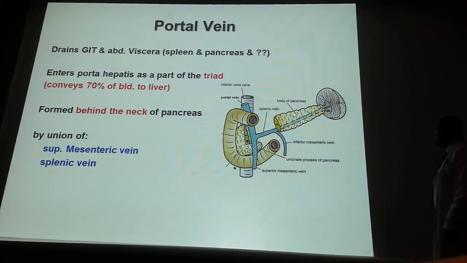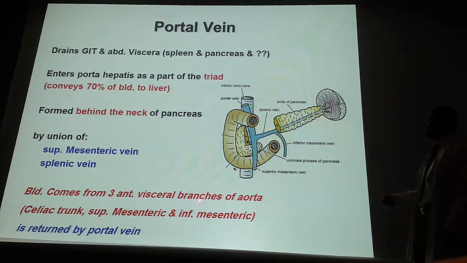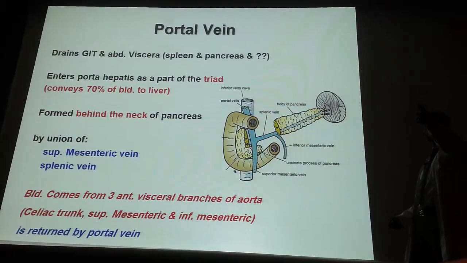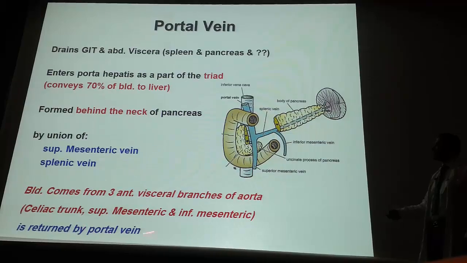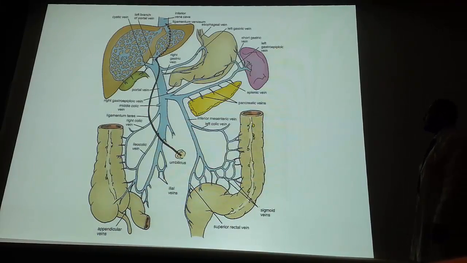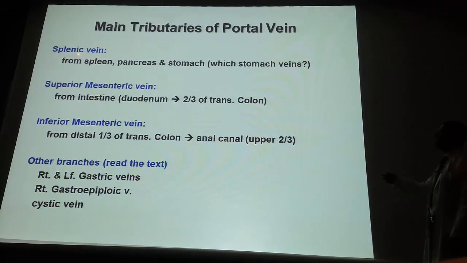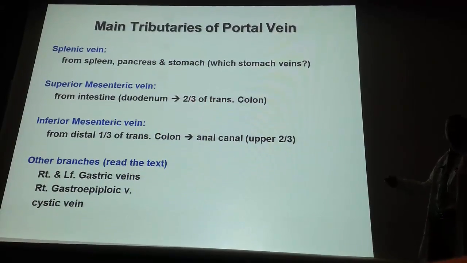Okay? فالبورتال vein هو بشكل أساسي the blood comes from the 3 anterior visceral branches, celiac, superior, inferior mesenterics, okay, of the aorta. Celiac, superior and inferior is retained by the portal vein, okay. This is very important. But when you look to the tributaries of the portal vein, أول واحد splenic, okay, superior mesenteric. شوفوا من وين؟ From the lower part of the duodenum to the 2/3 transverse colon اللي هي الميد gut.